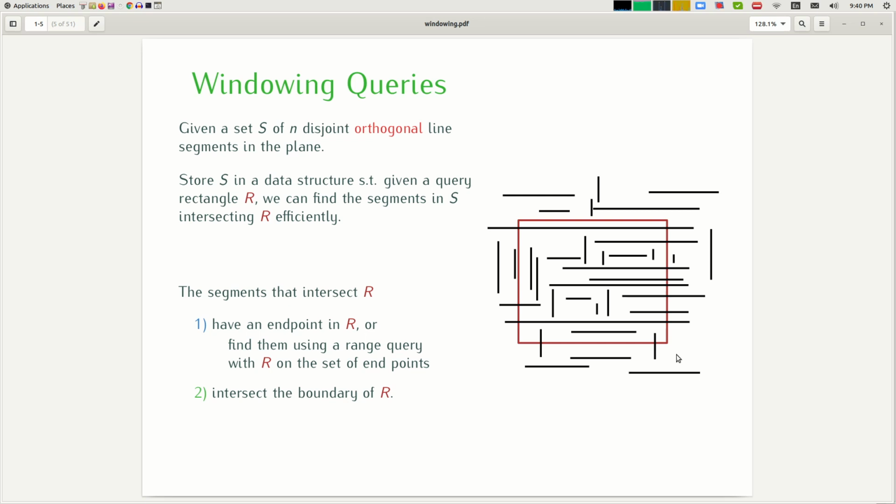Okay, so we have the following problem. We have a set of horizontal and vertical line segments, and we want to store them in a data structure. So given a rectangle, we can find all the line segments that intersect the boundary of this rectangle.